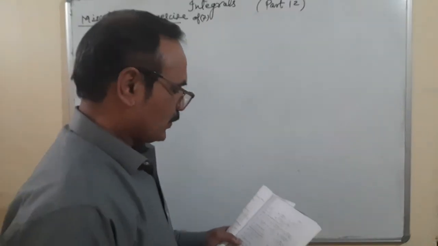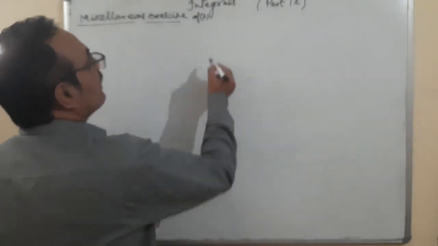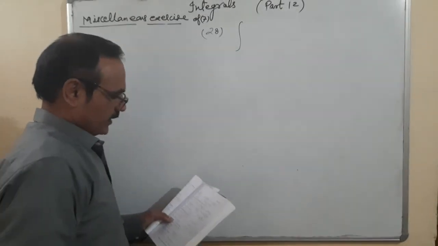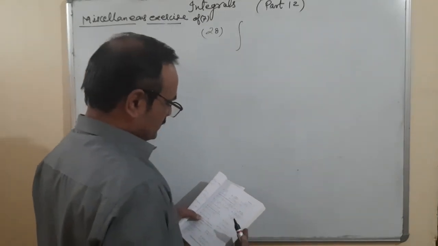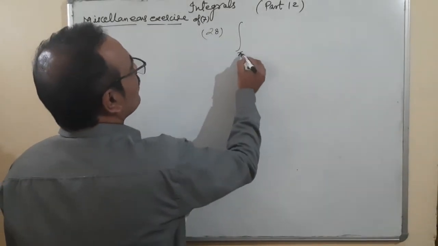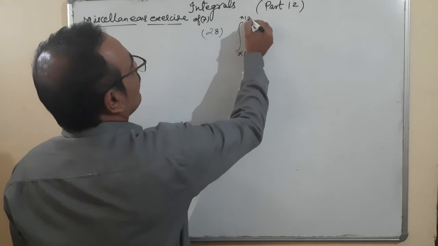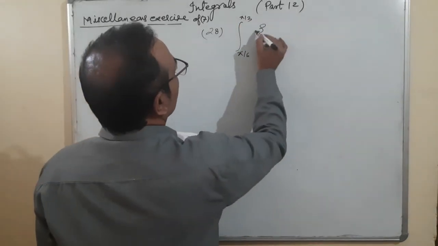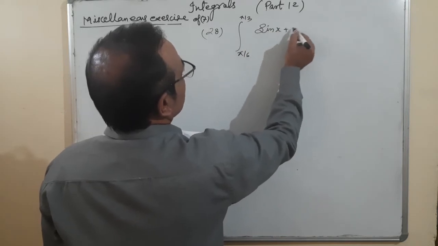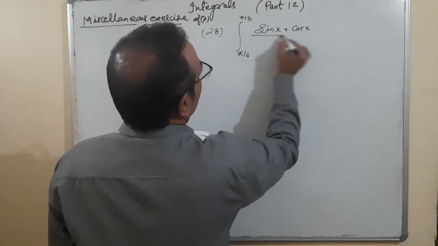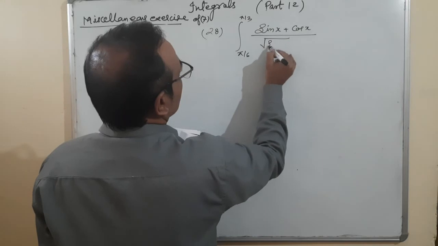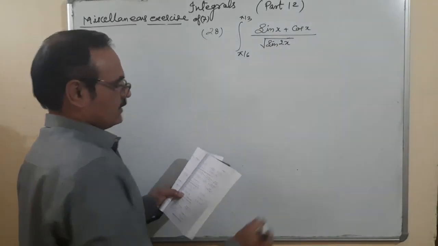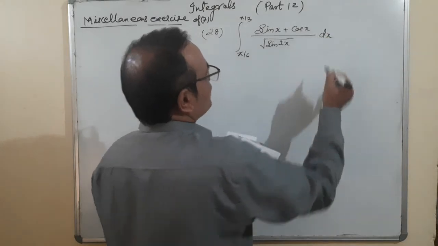Next question, number 28. Limit pi by 6 to pi by 3, sin x plus cos x upon under root sin 2x, dx. It's a very interesting question.